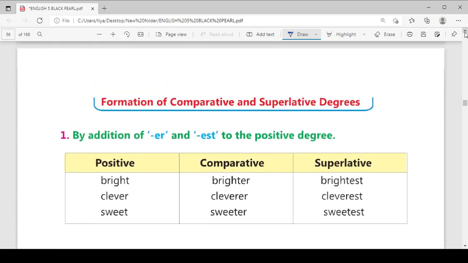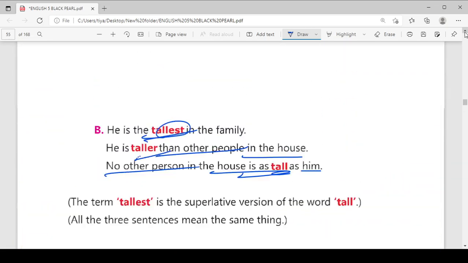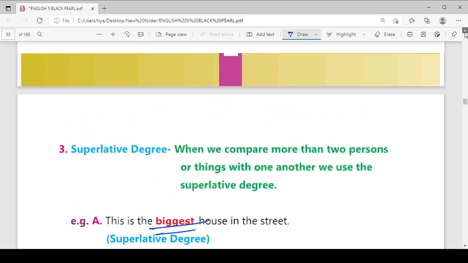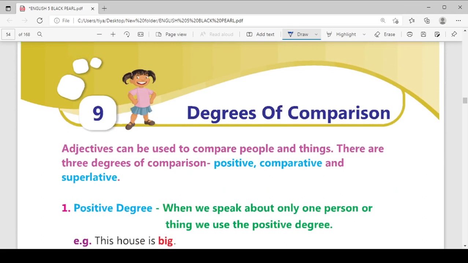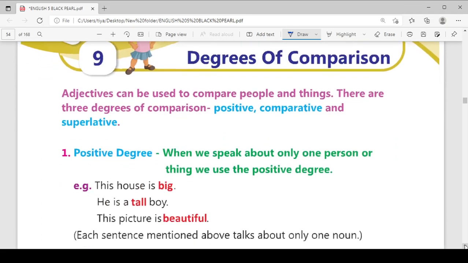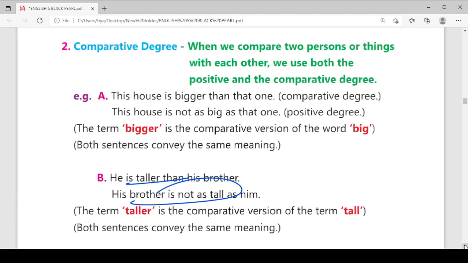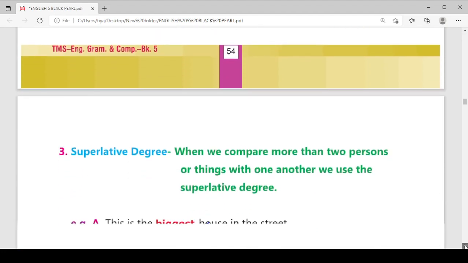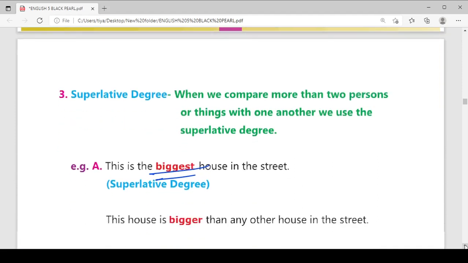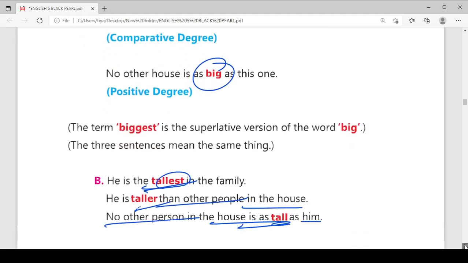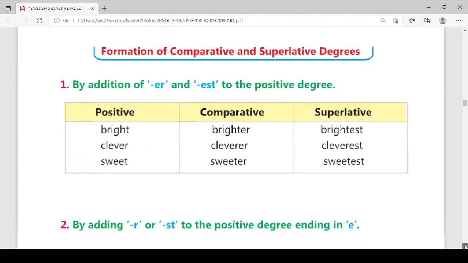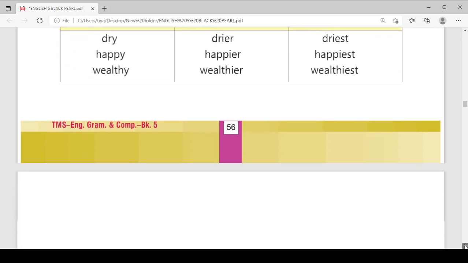So today we have discussed the degrees. We have three types generally: the positive degree, the comparative degree, and the superlative degree. Whenever we talk about just one person or one thing, we use the positive degree. Whenever we want to compare, we use the comparative degree. And whenever we compare more than two, we use the superlative degree. Just take a screenshot and memorize the degrees of the words.